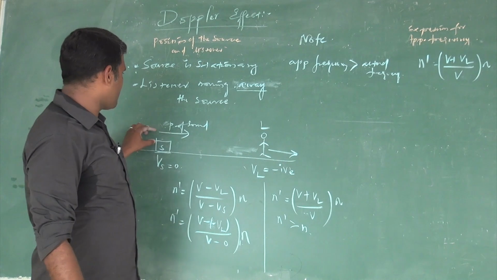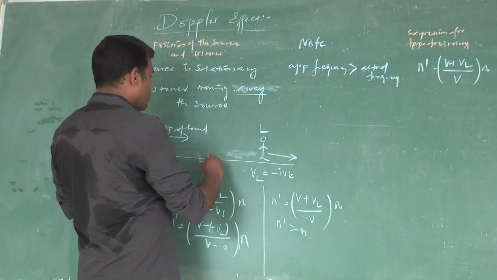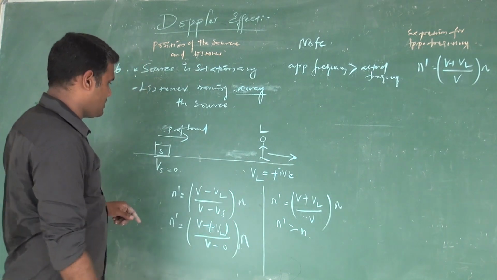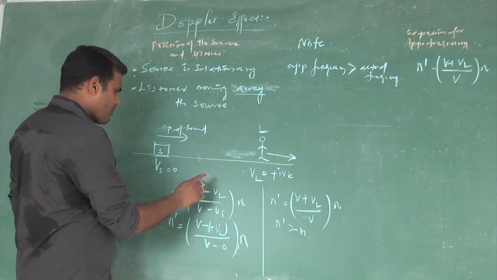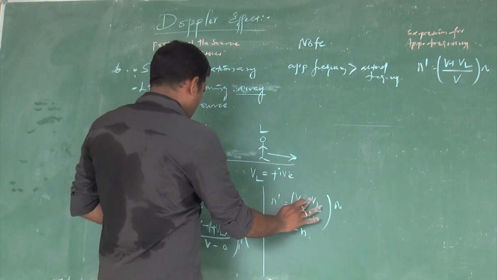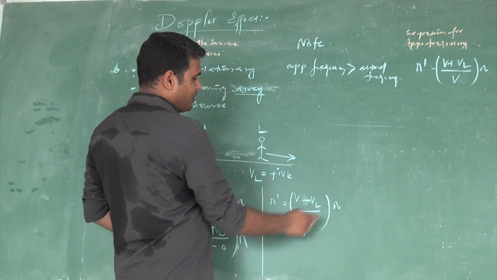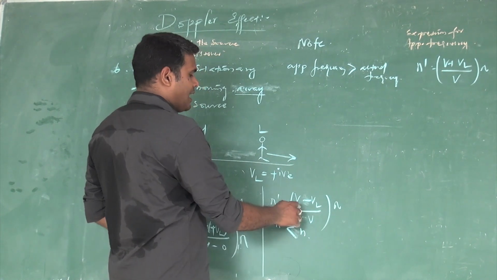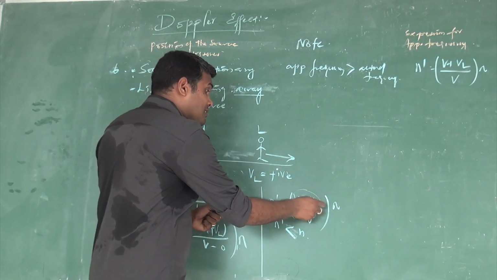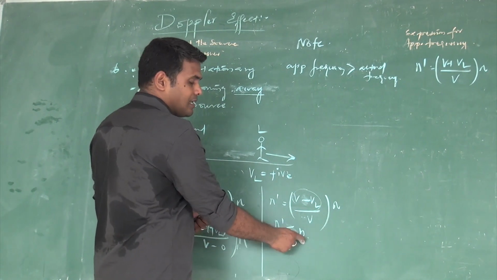If the listener is moving away from the source, then as the source is stationary, Vs is 0. As the listener is moving away from the sounding source, also he is moving along the direction of propagation of sound, so VL is positive. So in the general expression, V minus of plus VL divided by V minus 0 is nothing but V minus VL itself. So N prime equals (V minus VL) by V into N. N prime is less than N because the numerator is the difference of two velocities. Obviously from V some velocity is subtracted, so numerator is less, denominator is more, N prime is less than N.